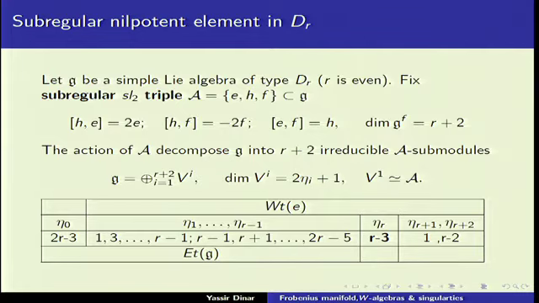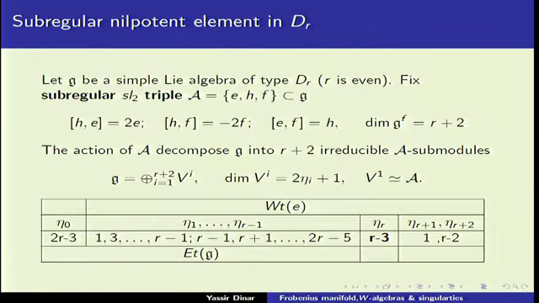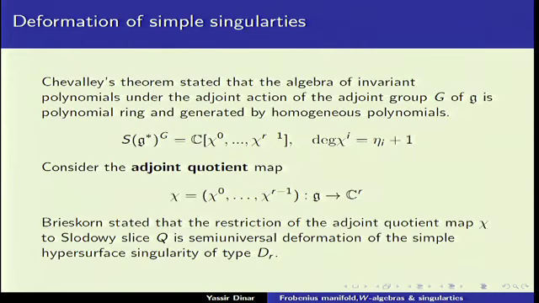Okay, here we can go deeper to understand the local Poisson bracket. And here we just choose R so that the rank of the Lie algebra actually is even, for a reason I will tell you later. And the subregular nilpotent element in DR is related to deformation of simple singularities. So if you take the action of the adjoint group on G, we know by Chevalley's theorem that the ring of invariants is generated by a number of homogeneous polynomials equal to the rank.